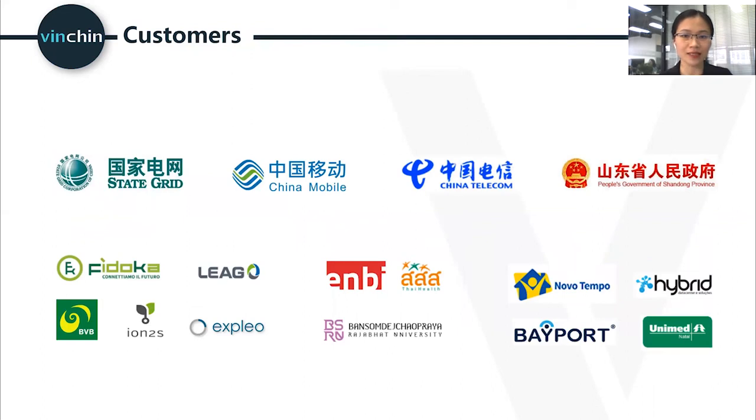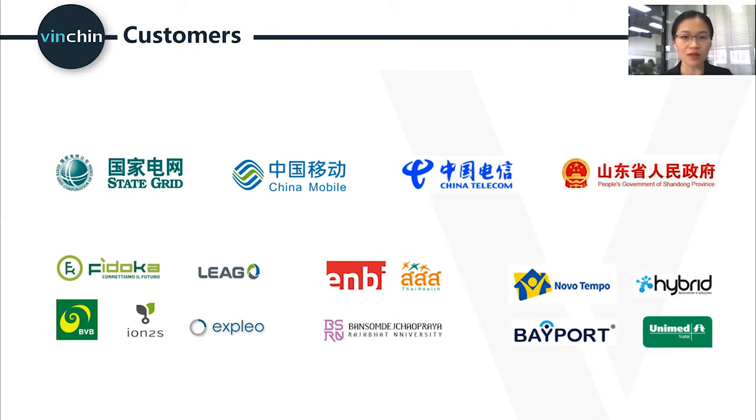Here I listed some of Vinchin's customers. They are from different industries. Industry leaders include the China State Grid with over 900,000 employees, China Mobile and China Telecom, each with over 400,000 employees, and the Shandong Province government with over 200,000 civil servants.